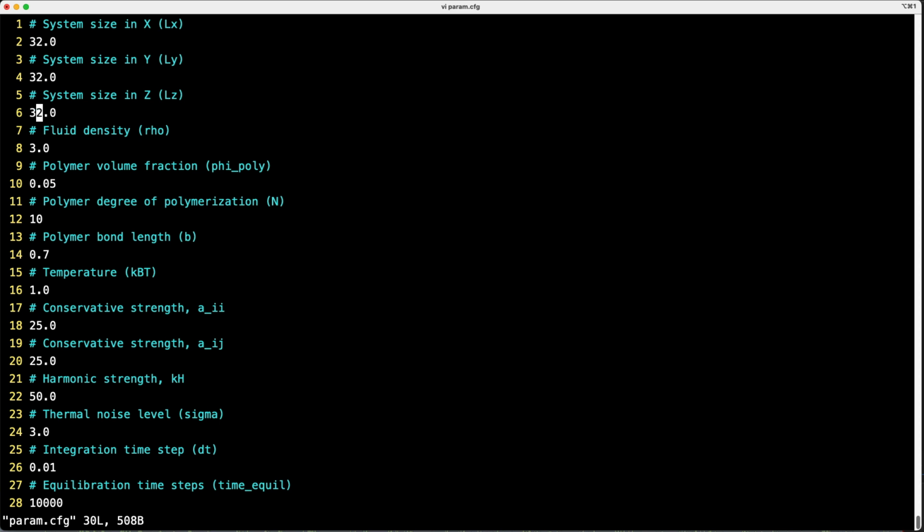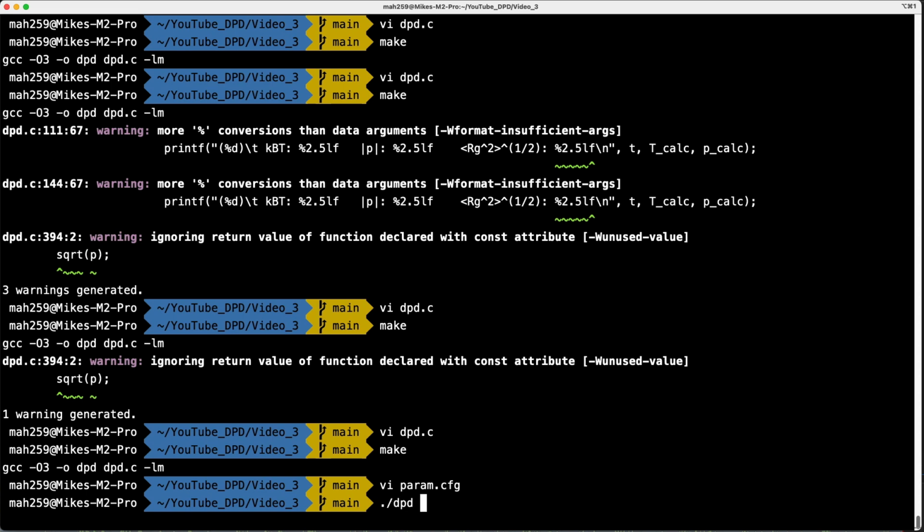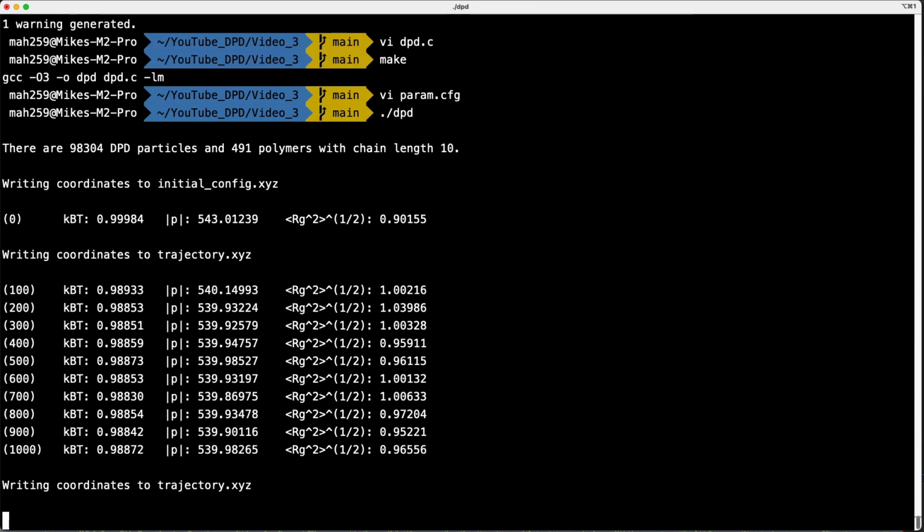So we're going to look at a 32 cubed system, fluid density of 3, that's normal. 5% polymer, degree of polymerization 10, bond length 0.7, sure. Temperature is equal to 1, or kBT is equal to 1. Strength's the same, harmonic strength, sure. Integration time step, sure. 10,000 equilibration time steps and 1,000,000 production time steps. Looks good to me. Let's run it and see how our code does.